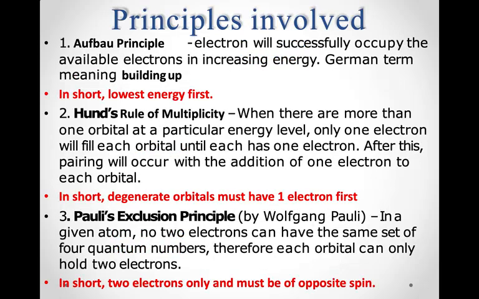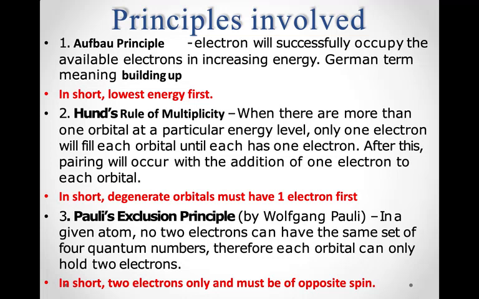So the principles involved. There are 3 main principles which are followed. First is the Aufbau principle, second is Hund's rule of multiplicity, and third is the Pauli exclusion principle. I will just give you a brief on it. So the Aufbau principle is this: electrons will always successively occupy the available orbitals in increasing energy. In short, the lowest energy orbital should be filled first.